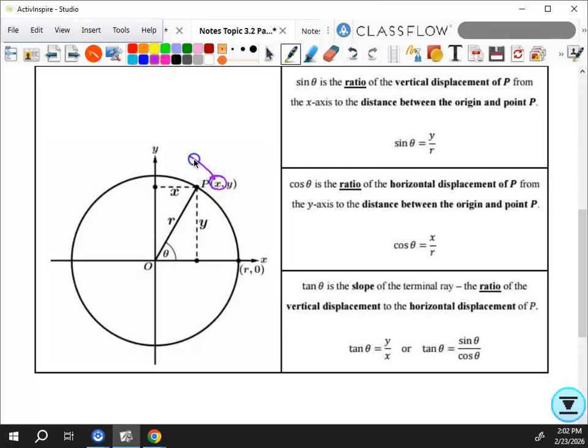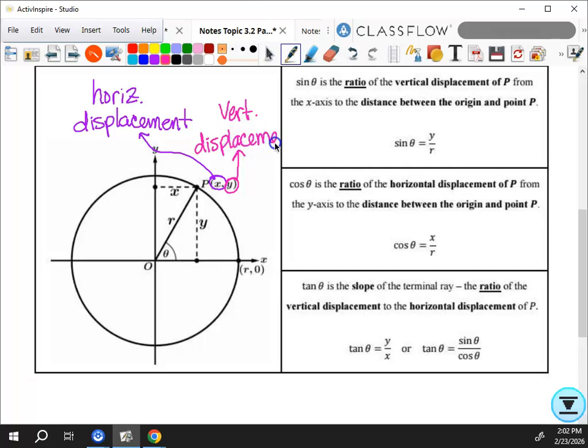My x value, we would consider that it is a horizontal item, right? So horizontal displacement, and I will explain that word more in just a minute. Horizontal displacement, because your x makes you go left and right. Y makes you go up and down. So this is our vertical displacement. Okay, horizontal displacement, vertical displacement. That's your x and your y.